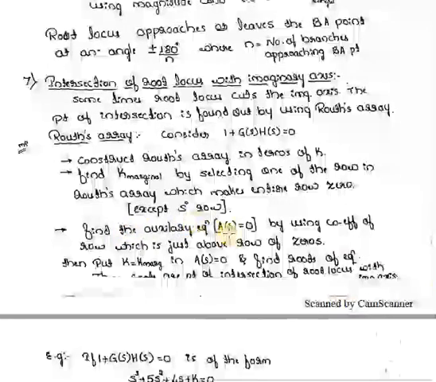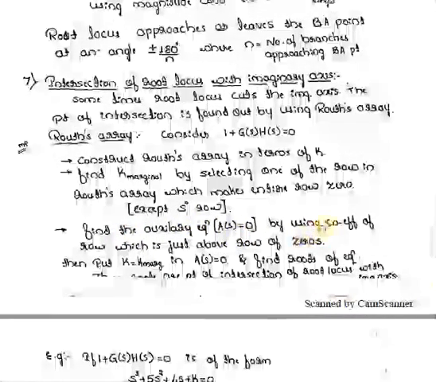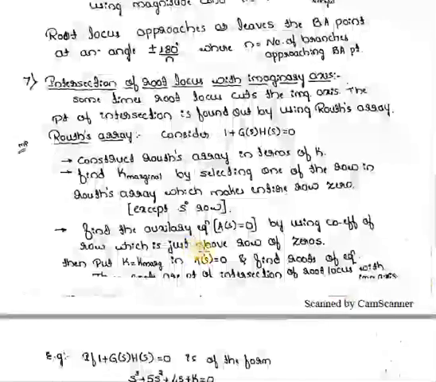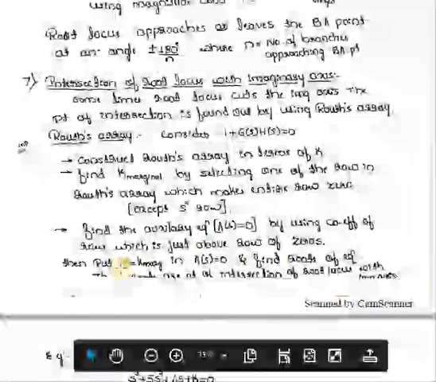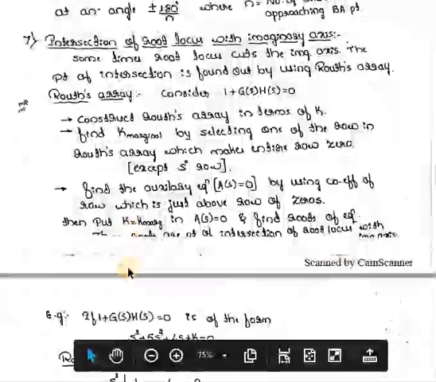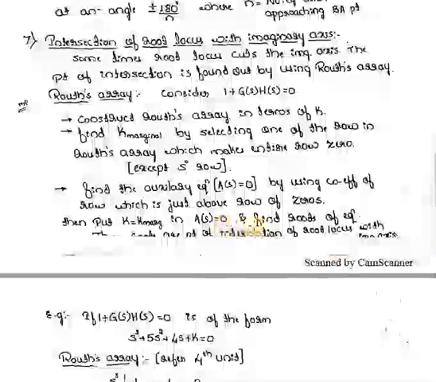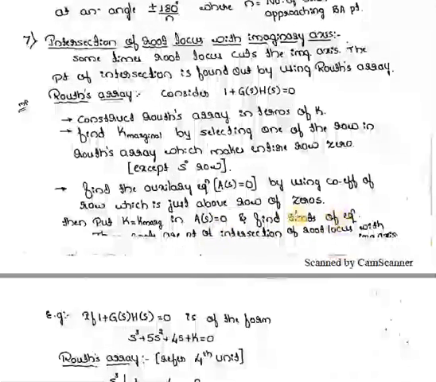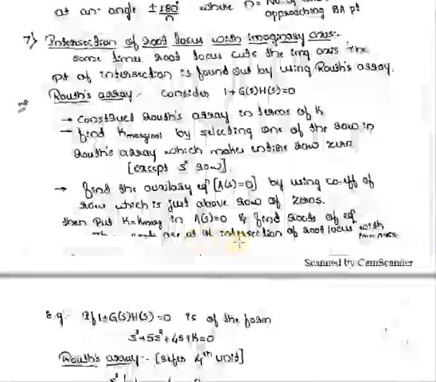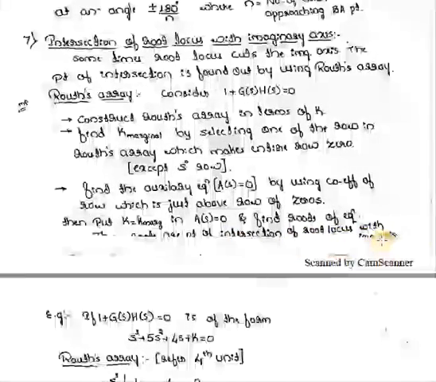Find the auxiliary equation, that is A(s) equal to 0, by using the coefficients of the row which is just above the row of zeros. Then you put that K marginal value in the auxiliary equation and find the roots of the equation. Then the roots are the points of intersection of the root locus with the imaginary axis.